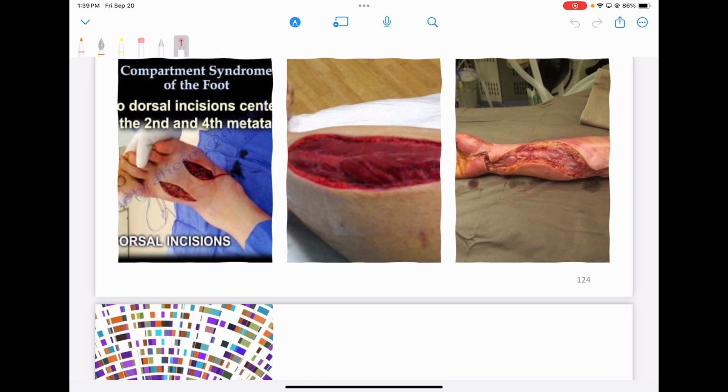If it's chronic, is it usually bilateral or is it just one? Usually one. So that is what compartment syndrome is, and that's the treatment.